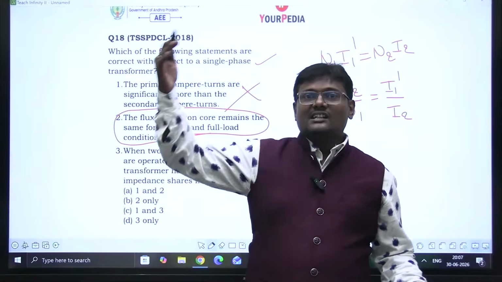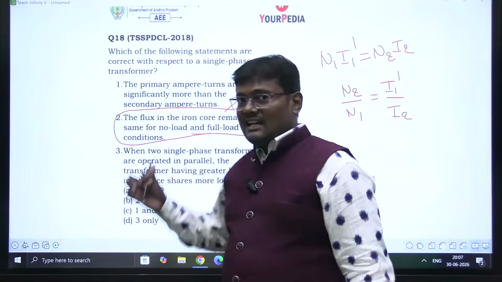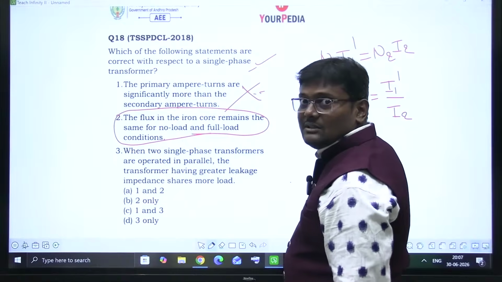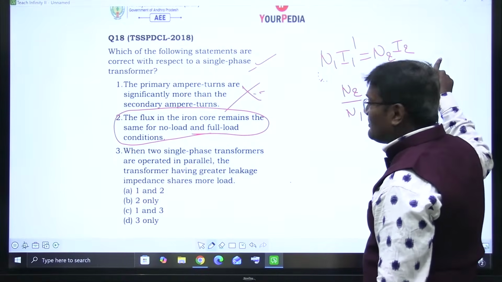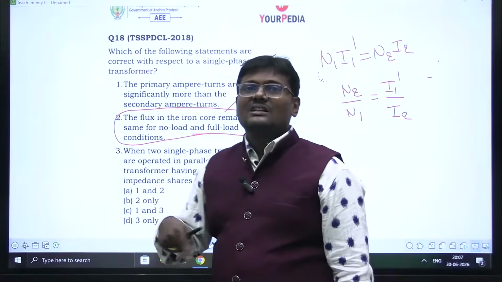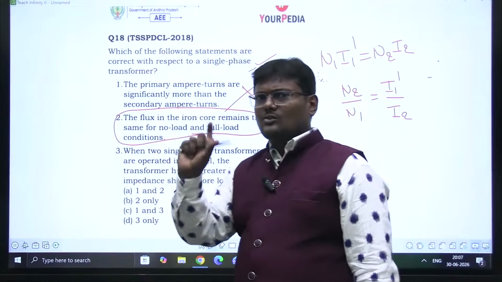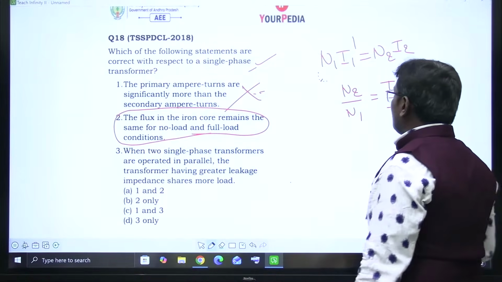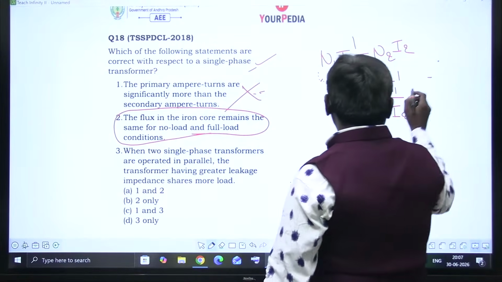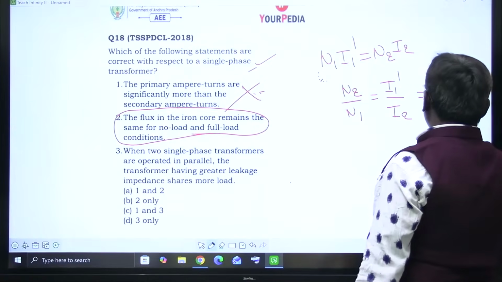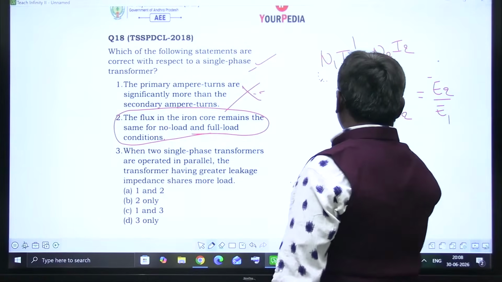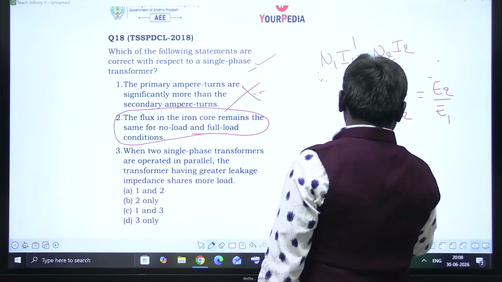Then it will draw the additional current, additional flux, additional MMF, until the primary MMF is equal to the secondary MMF. This is N1 I1 dash equals N2 I2, where N1 I0, the no load current, is neglected. So N2 by N1 is equal to I1 dash by I2, that is E2 by E1. So E1 I1 dash is equal to E2 I2.